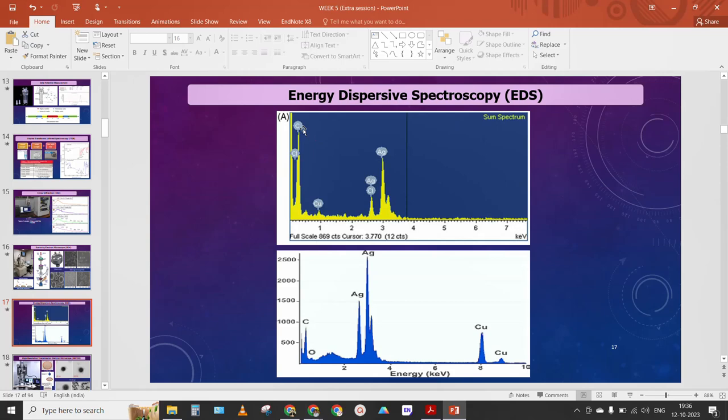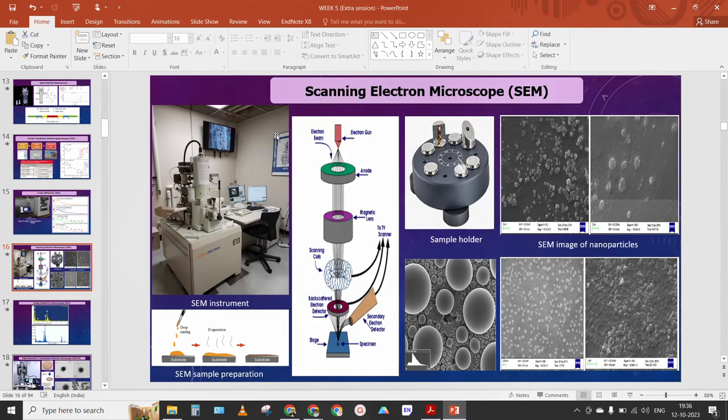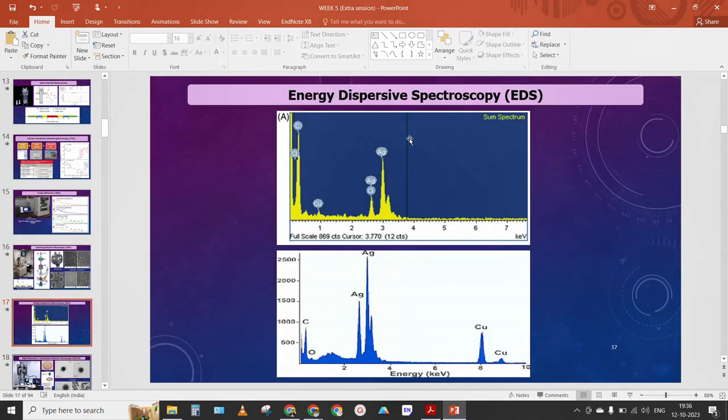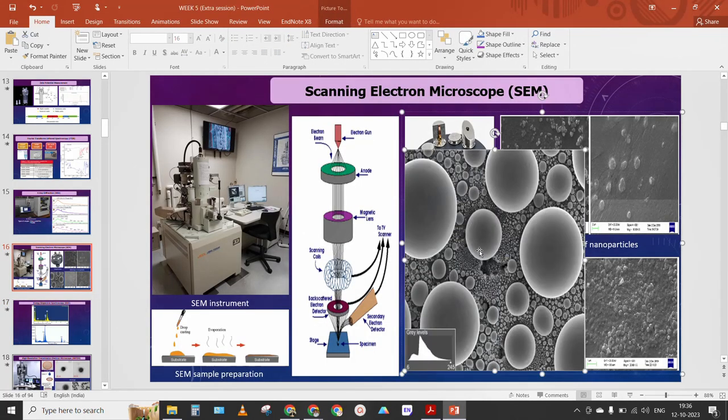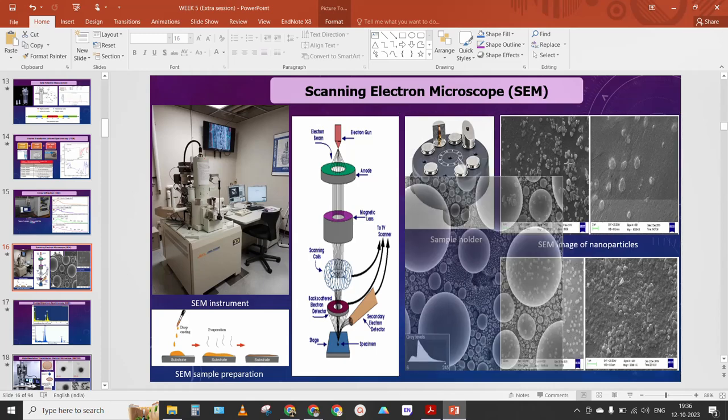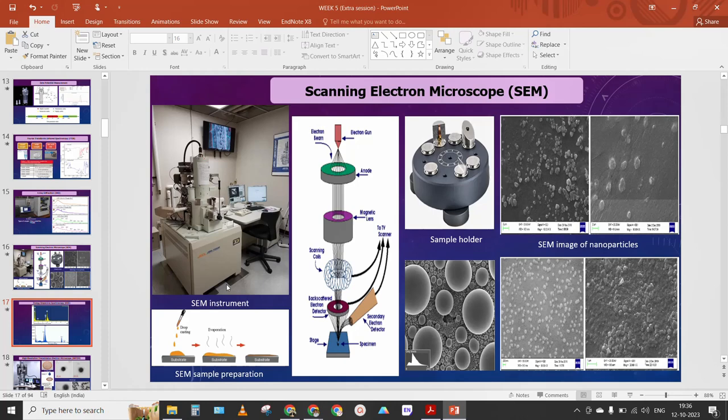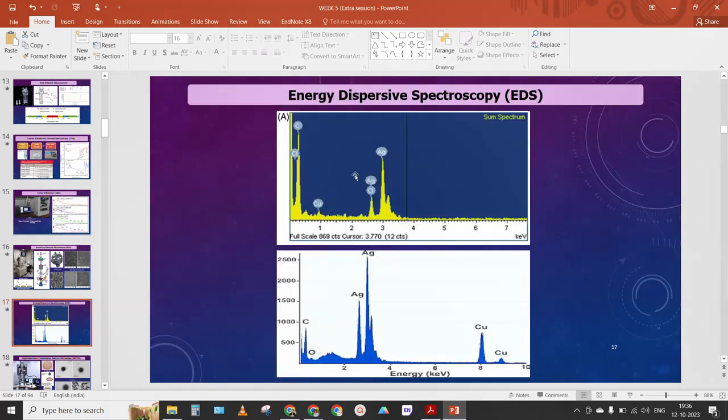Wait, let me just tell you one thing. The SEM and this EDX are both combined with each other. Suppose we have obtained this image in SEM, then we'll select this area, then we'll get the information about the elemental analysis of this particular area. Suppose we have scanned this area and we click the EDS system, then we'll get to know about the elements present in this particular area.